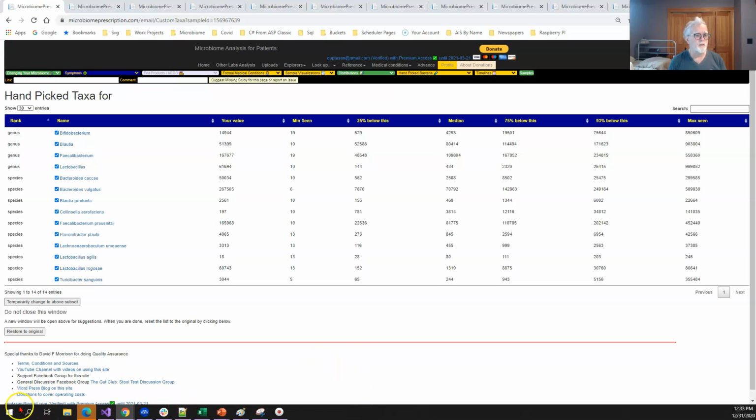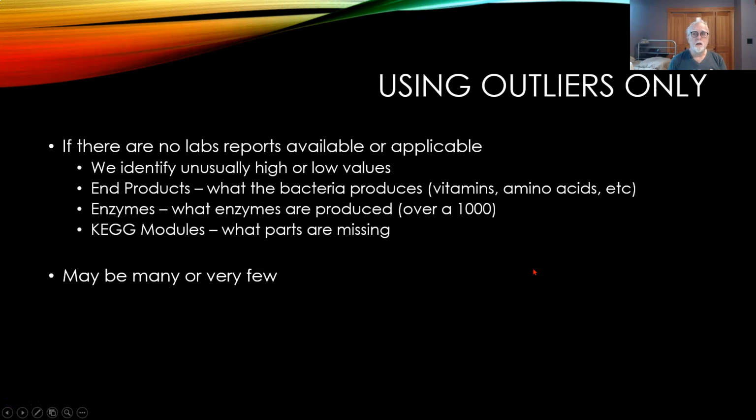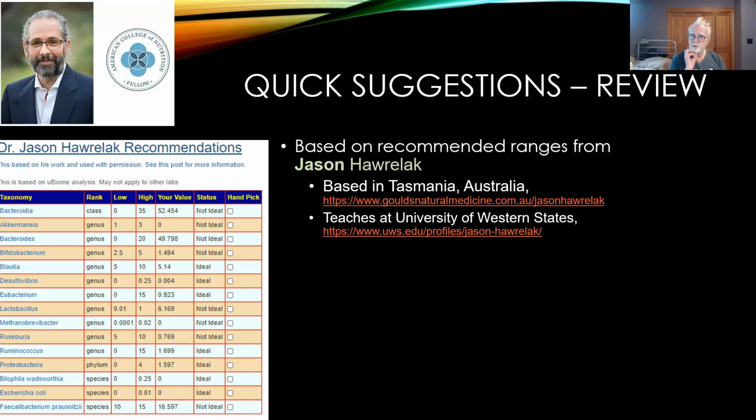So what's next? The next item we're going to do is try to get suggestions of what we should be taking or not taking, etc. Our first set of suggestions is quick suggestions, and these are based on recommended ranges from Jason in Tasmania, Australia. I've met with him, we have gabbed, and basically from his clinical experience he finds certain ranges seem to be the magic, which is not needed.